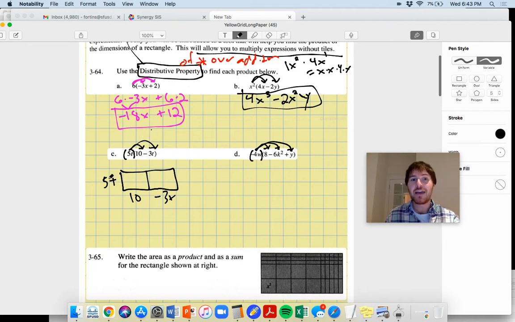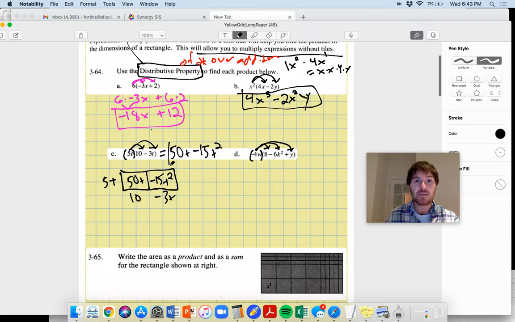So here we can do 5t times 10, that's 50t. 5t times negative 3t, well, 5 times negative 3 is negative 15. T times t is t squared, okay? So what we get as our answer simplified here, it's just a different way to show it. You get 50t minus 15t squared, okay?